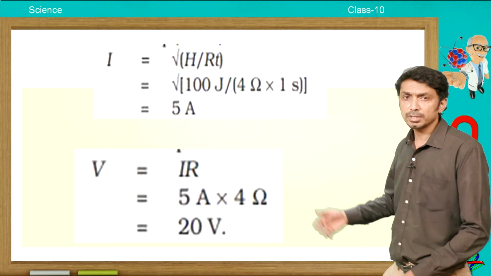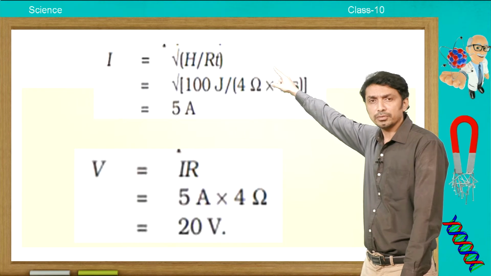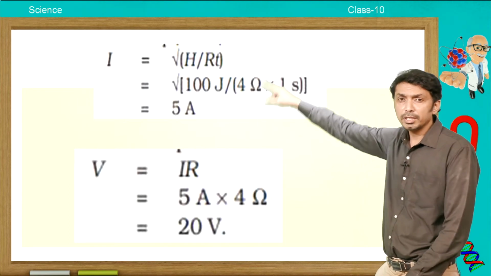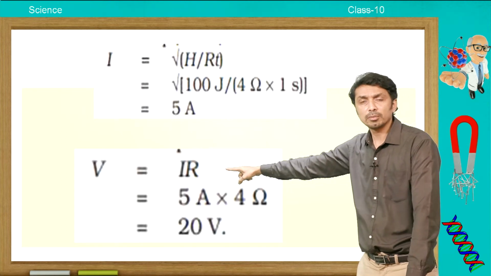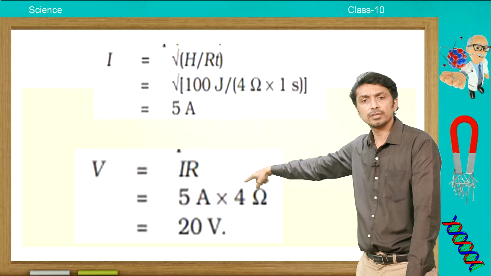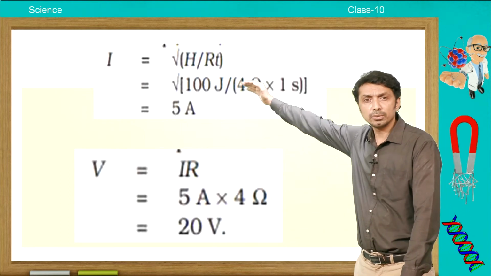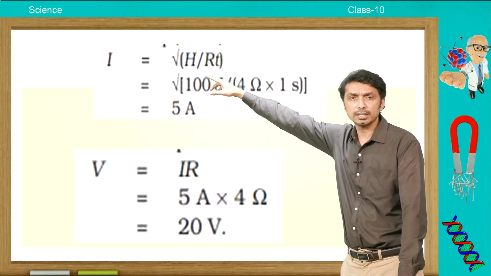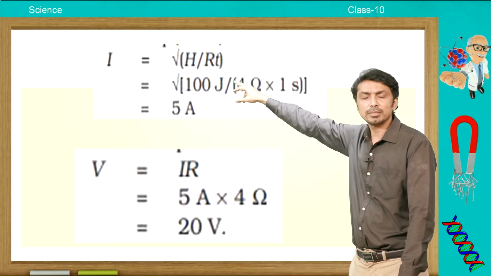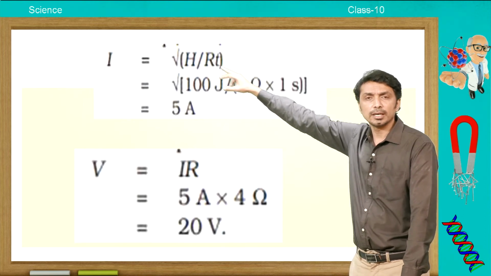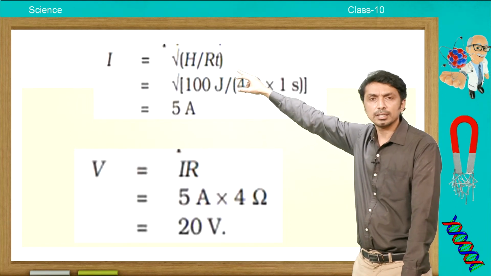Already you saw through Joule's law of heating that H is equal to I squared RT was the equation. Now, here we need to find the potential difference, and to find the potential difference we know the formula V equals IR. Here the resistance value is given, but I is not there. So, we need to find the electrical current by transposing: I is equal to root of H by RT, from the same equation H is equal to I squared RT. If we separate I in that equation, we get it in this form.